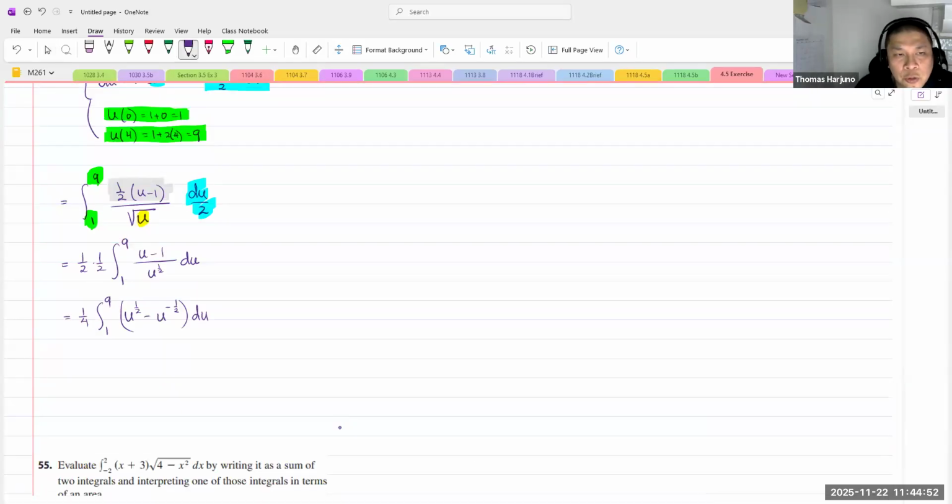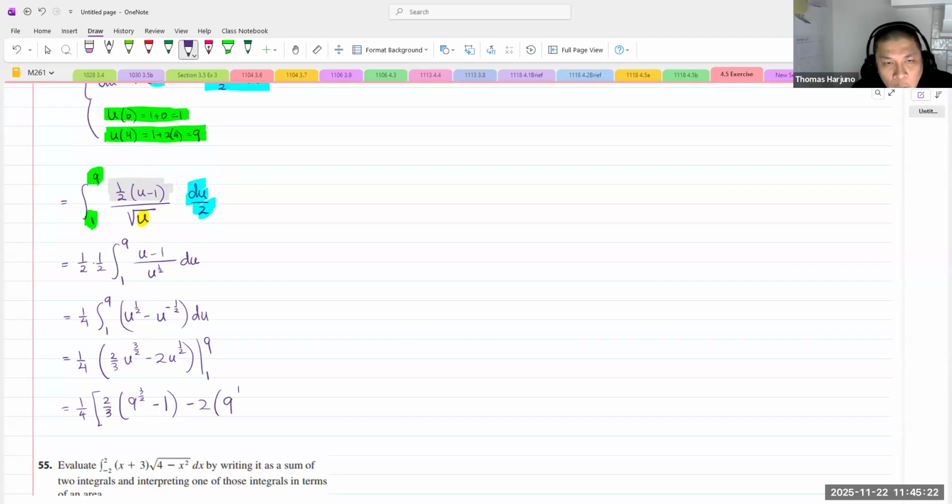But let me do it together with you. So that's 1/4. The integral becomes 2 over 3 u to the 3/2 minus 2 times u to the 1/2, from 1 to 9. That's 2/3. I do u to the 3/2 first. 9 to the 3/2 minus 1 to the 3/2, which is 1, minus 2 times 9 to the 1/2, which is 3, minus 1 to the 1/2, which is just 1.